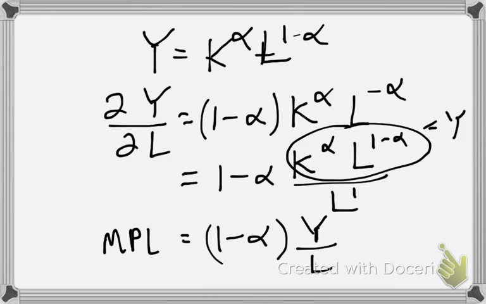So that's basically how the marginal product of capital and marginal product of labor are derived in the Cobb Douglas production function.